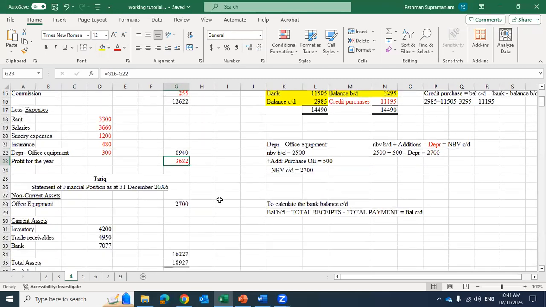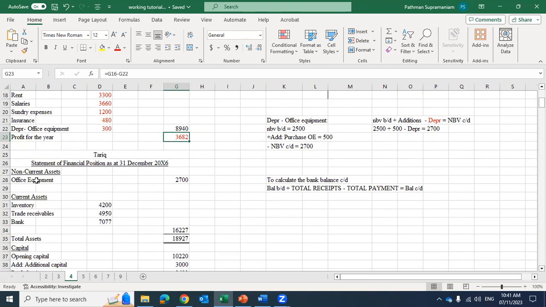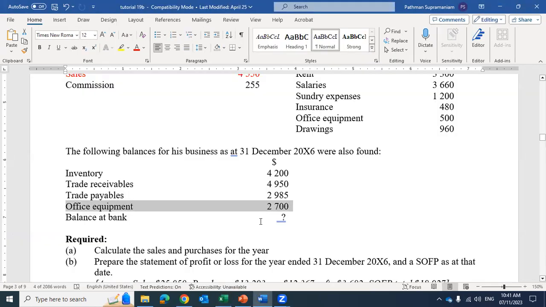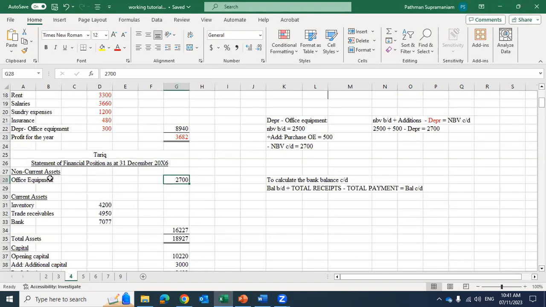So next we move on to the SOFP. Since we are not given enough information as to how much is the cost and how much is the provision for depreciation, it's okay to give the value as a single value, which is the carrying value, previously known as net book value. So this 2,700 is the value that we should pick here at the end of the year. Okay, so we only have one kind of non-current asset. Now we move on to current assets. This will be the closing inventory.